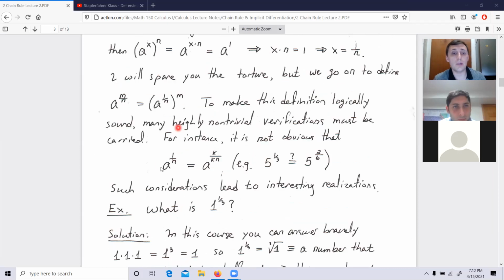Yes, so for instance, one issue is that a to the power of 1 over n could have also been written, at least as a fraction. 1 over n can be written as the fraction k over kn, right? But that's very different from a to the 1 over n, if that's how I define it operationally. So my example here is trying to explain that, guys.